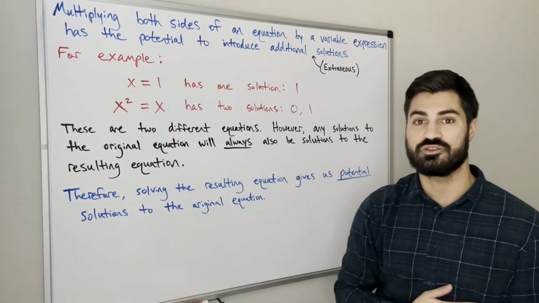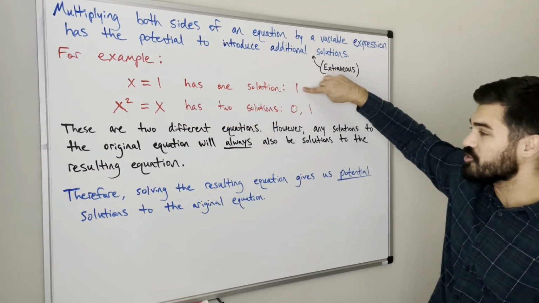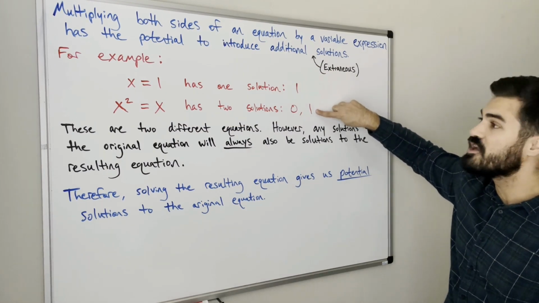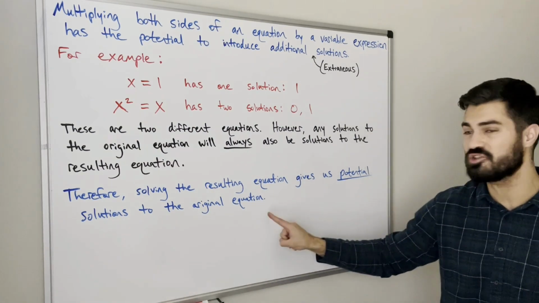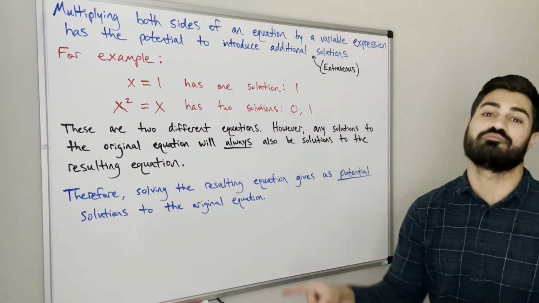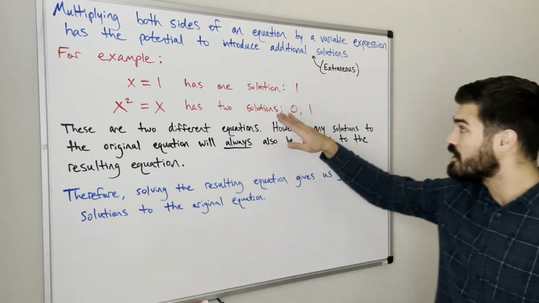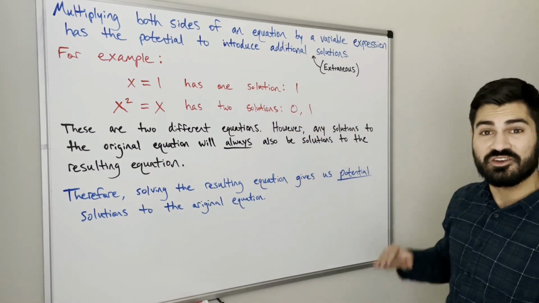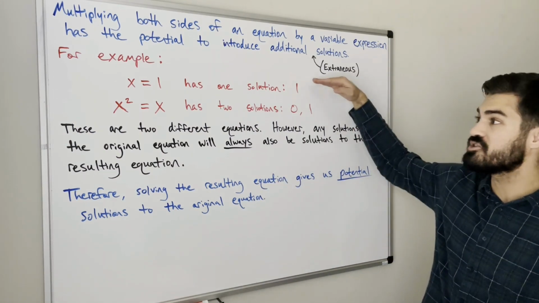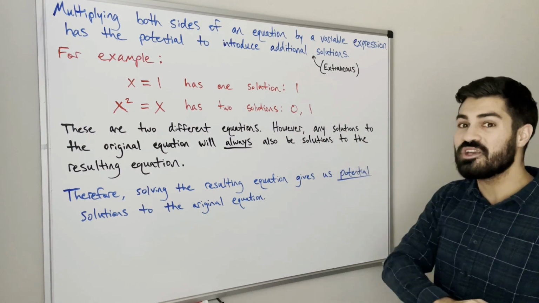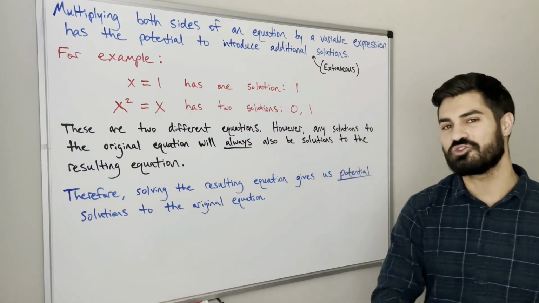These are two different equations. However, any solutions to the original equation will always also be solutions to the resulting equation. So what this resulting equation will give us is potential solutions to the original equation. So we can multiply both sides by whatever variable expression, right, polynomial expression we want, as long as at the end we check all of our solutions, right? We consider them potential solutions until we go back and check them all to see which ones are actually solutions to the original equation. So hopefully that makes sense. From here on out, we're always going to check our solutions at the end and see what the actual solutions to the original equation are.